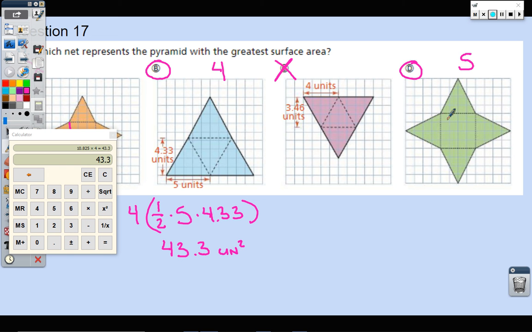Now I come over here. We have a 1, 2, 3, 4. 1, 2, 3, 4. We have a 4 by 4. The area of this face here alone is 16. We have a base of 1, 2, 3, 4, a height of 1, 2, 3, 4. 4 times 4 is 16. Half of 16 is 8. We have 8, 8, 8, and 8. There's my 5 faces. I go 4 times 8 gives me 32. 32 plus the area of the base, 16, gives me an area here of 48 square units. Which one is greater? Well, 43 and 3/10 is less than 48 square units.